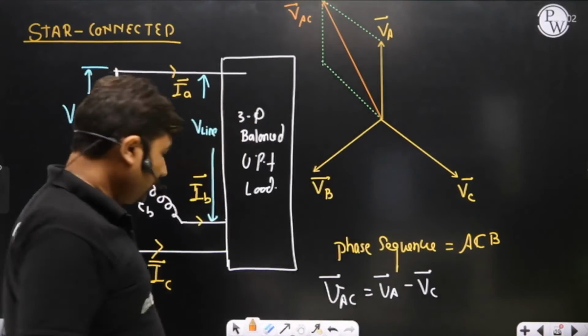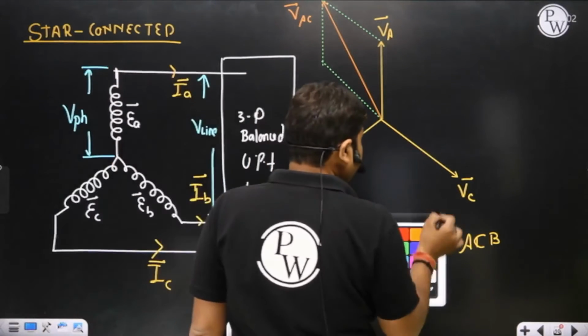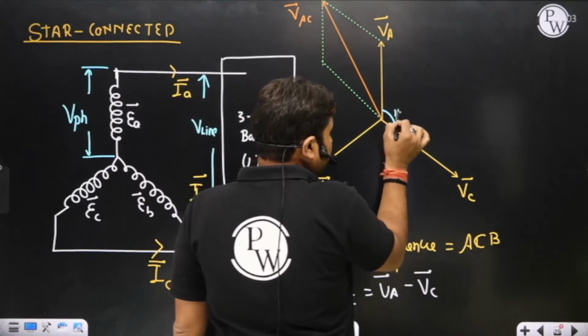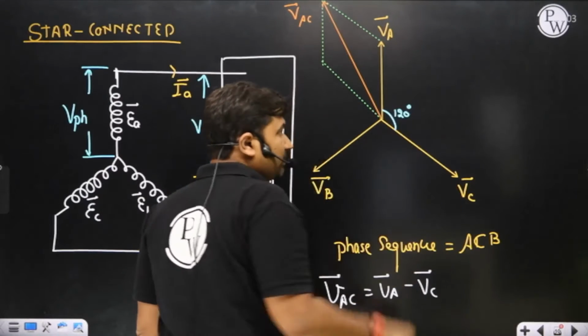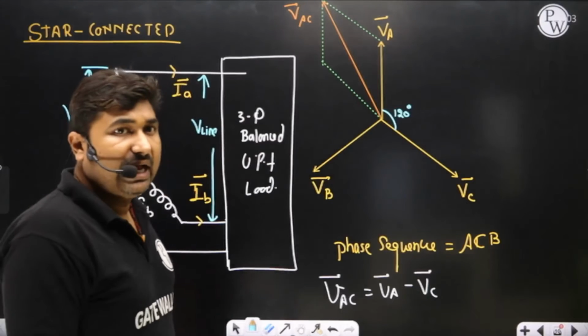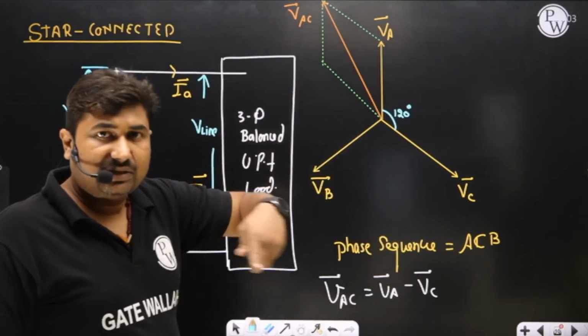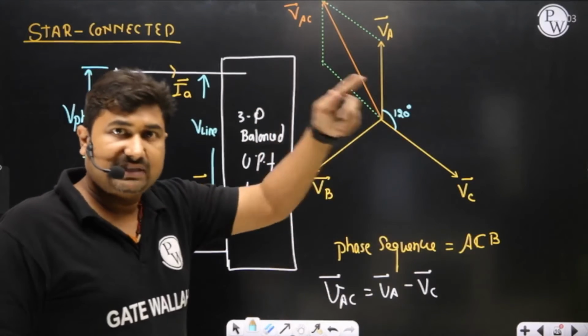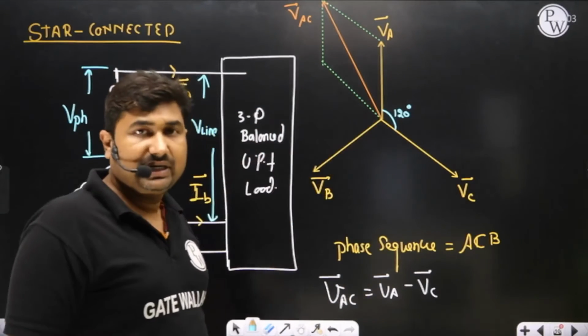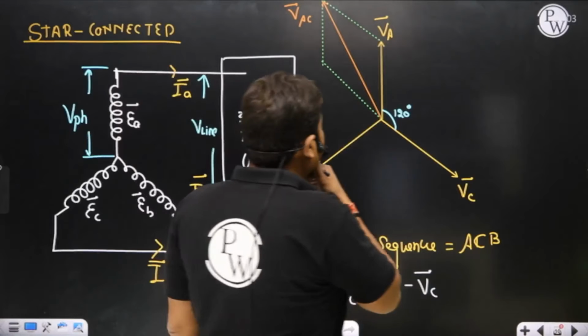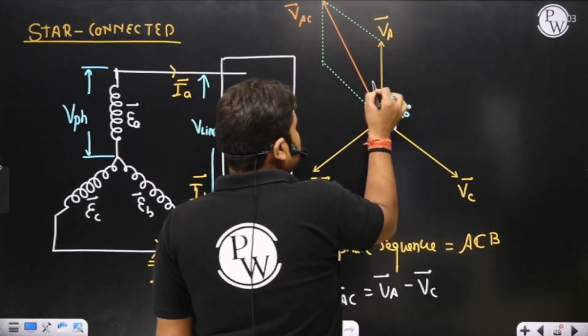Yes, sir. Now please observe what is the angle here. This angle is 120 because the voltages are being displaced in time by 120, and this time depends upon the time taken by the generator to rotate from A phase to C phase. That time is called a 120 degree time. Okay. Yes, sir. Now what is this angle? This angle will be 60 degree.